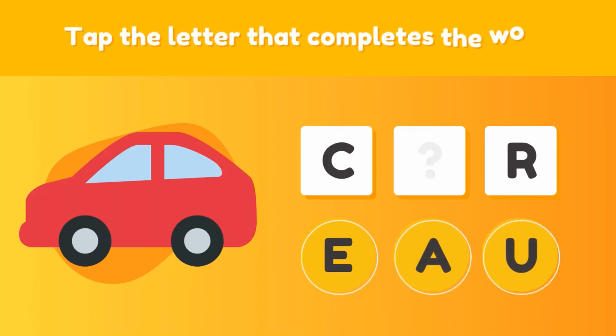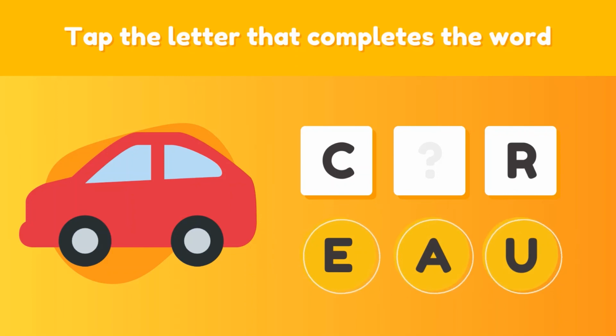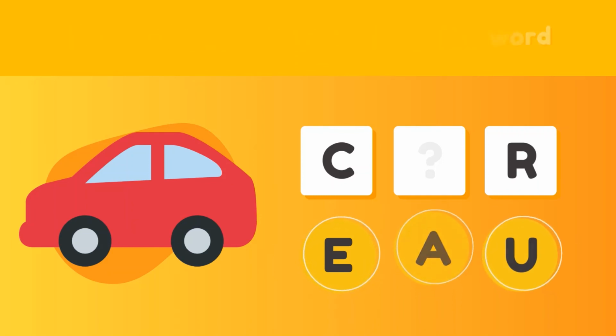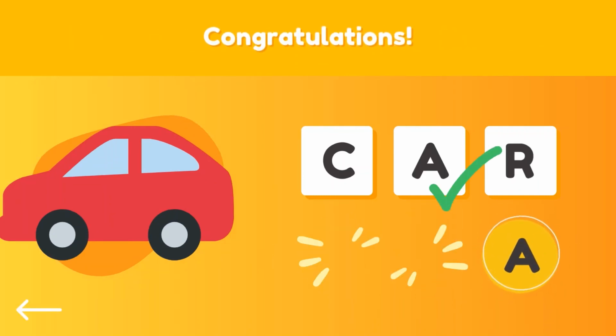Next is this item. What do you think is the missing letter? Is it E, A, or U? Are you sure it's letter A? Let us check. Very good. So the word is car. Good job, children.